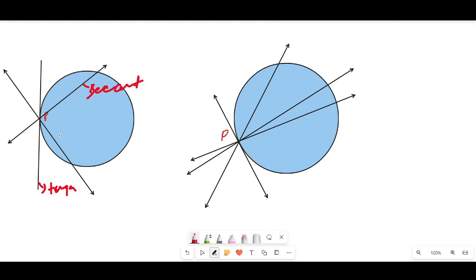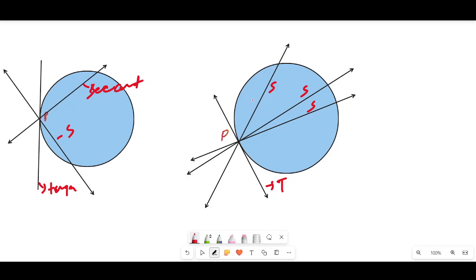Clear? We can draw more secants. This is a secant as well. Here secant, secant, secant, but this is a tangent. So the tangent to a circle is a special case of the secant, when the two end points of its corresponding chords coincide. Here, if you look at this figure, what do you feel?